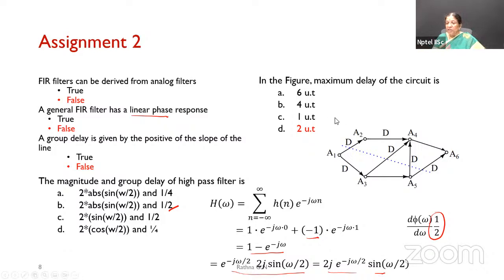Coming to the next one. This was discussed in the class also. If I draw a cut set here in the feed forward path, as you can see, the delay is going to be 2 units. If you consider traveling to any of the nodes, from A3 to A5, this one is going to take 2 clock cycles. And if you are traveling to A6, from the delay unit to this node and this node, it will take 2 units. So the maximum in this case is going to be 2 units and the minimum can be 1 unit. But it asks for the maximum delay, so 2 units is the correct answer.